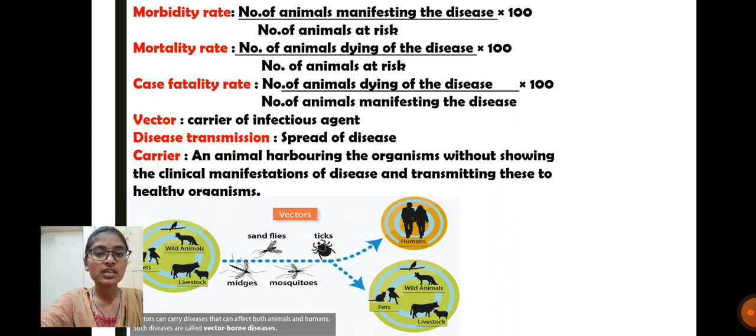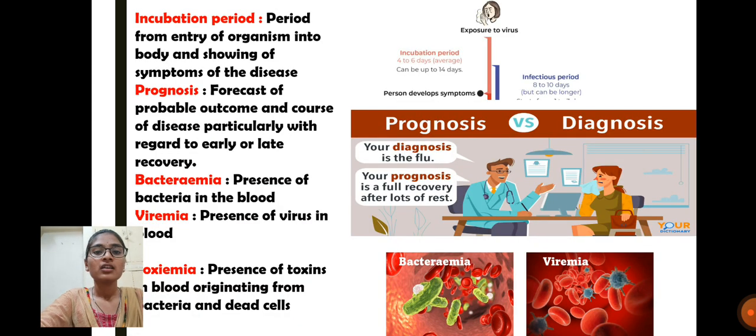Some of the vectors are sandflies, ticks, midges, mosquitoes. What is incubation period? Incubation period is the period between entry of the organism into the body and showing of symptoms of the disease. Prognosis. Prognosis is different from diagnosis. Diagnosis is detecting which disease it is, and prognosis is a forecast of a probable outcome and course of the disease, particularly with regard to early or late recovery.